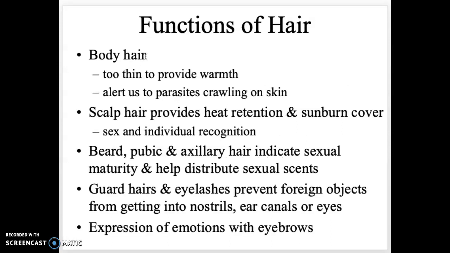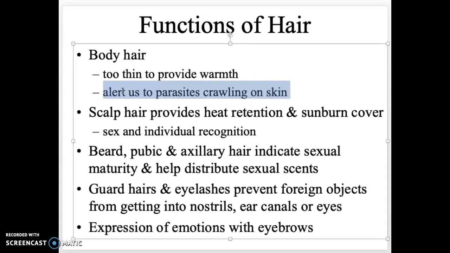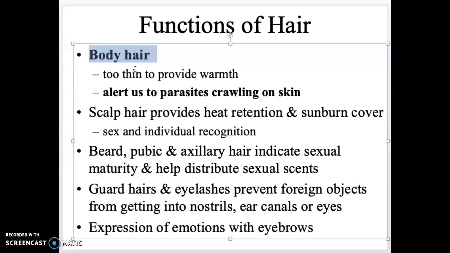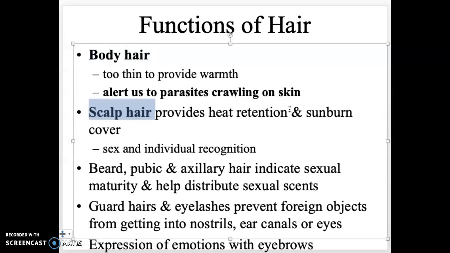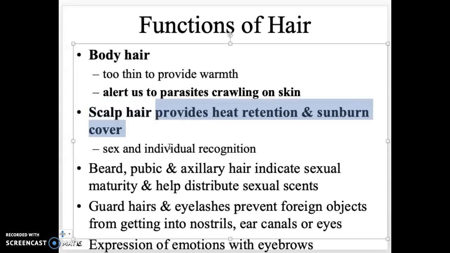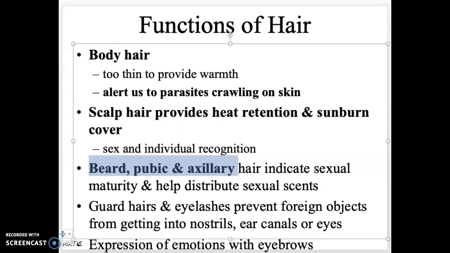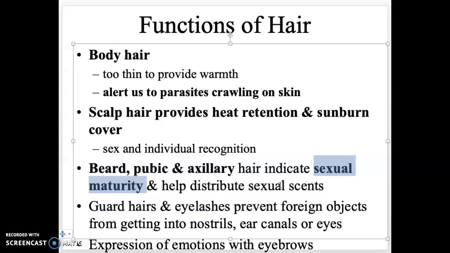So hair, body hair, is really useful to alert us to parasites growing on the skin. It's not really thick enough to give us any warmth like a bear or something, but we have enough to kind of alert us. Scalp hair is heat retention and sunburn cover. It also allows for some individual expression. Beard, pubic, and axillary hair is for sexual maturity and distributing pheromones, the sexual sense. Guard hairs, like on your eyelashes, are preventing foreign objects from going in. And then eyebrows, super weird, are really useful for expression.